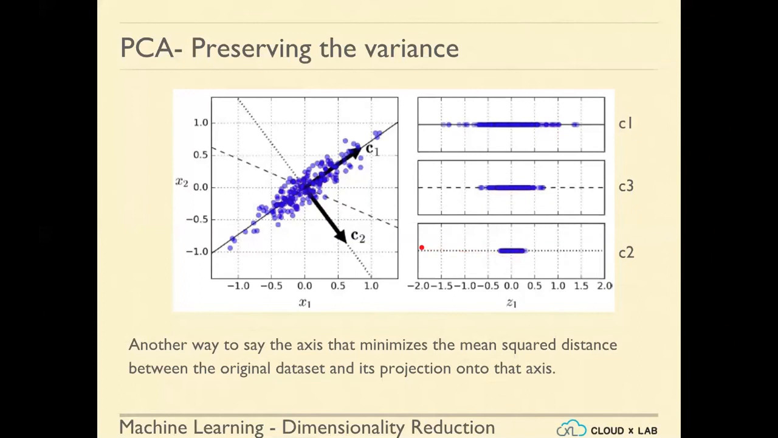No, original is not. Yeah, this is the original, and we are projecting it into C1, C2, and C3. This is a 2-dimensional dataset, and we are converting it into 1 dimension.